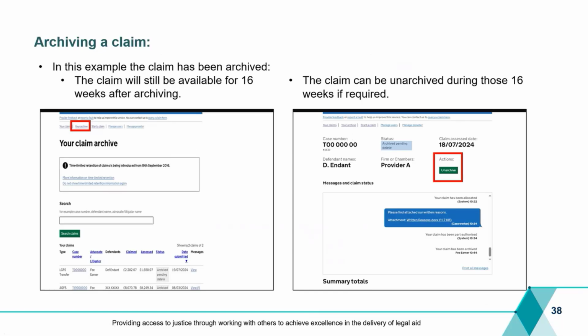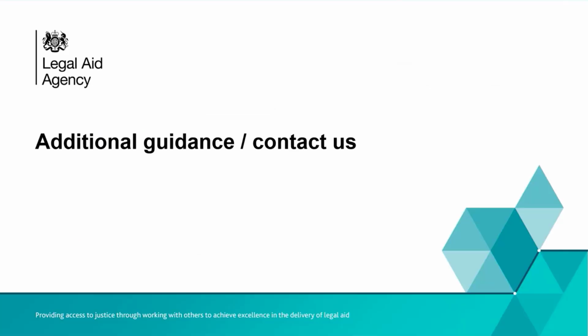Once a claim has been archived, it will stay in your archive for 16 weeks. Within this time, you can unarchive the claim. After 16 weeks, the claim will be automatically deleted and will not be retrievable. Please note, the LGFS team cannot retrieve any archived claims for you.